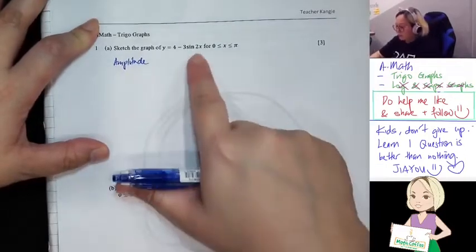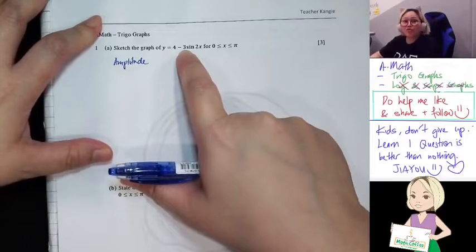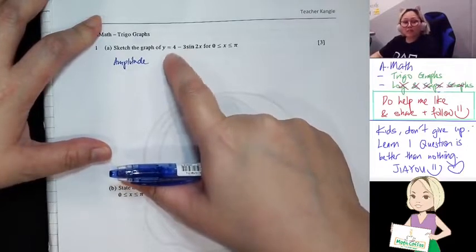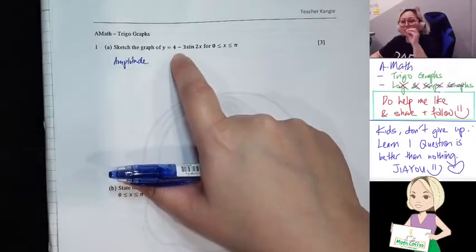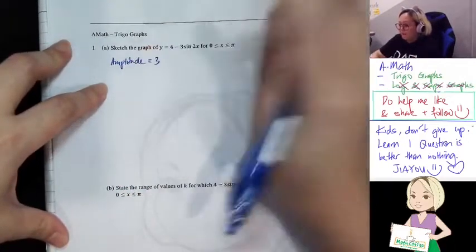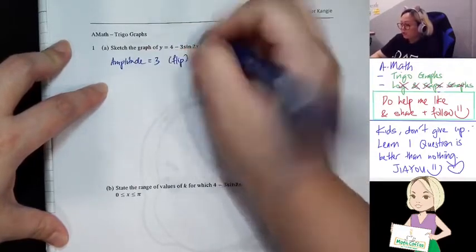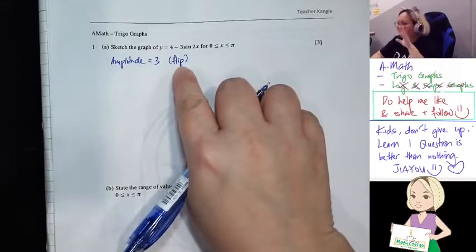Okay, amplitude, you have to see the number in front of the sine, which is 3. But do you notice that it is minus 3? But take note, amplitude is the thickness, so it's always 3. Amplitude is 3. But because it's minus 3, what I want you to do is at the side you put a bracket. This is a flip graph, flip sine graph.